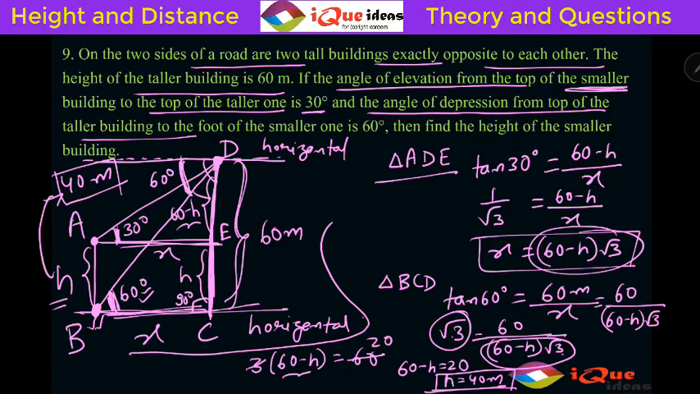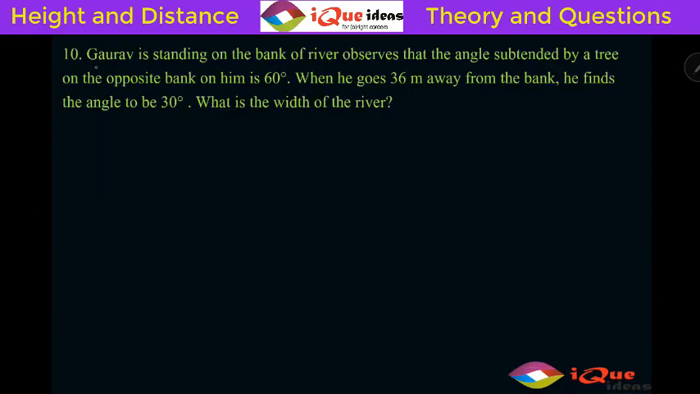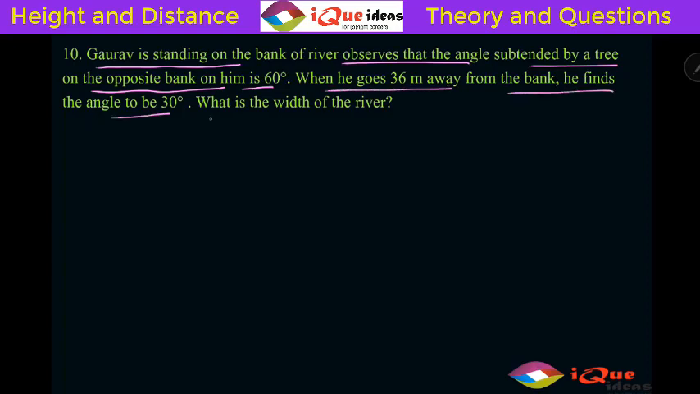All right. Now let's go to the next question. Alright, in this question it says Gaurav is standing on the bank of a river, observes that angle subtended by a tree on the opposite bank on him is 60 degree. When he goes 36 meters away from the bank, he finds that angle to be 30 degree. What is the width of the river?